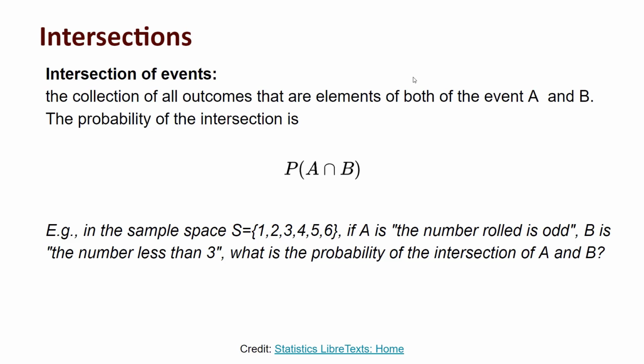B is a number less than 3, you have 1 and 2, so 2 possible outcomes divided by the total 6 in the sample space, you have 1/3. So P(A and B) is simply 1/2 times 1/3, which is 1/6.